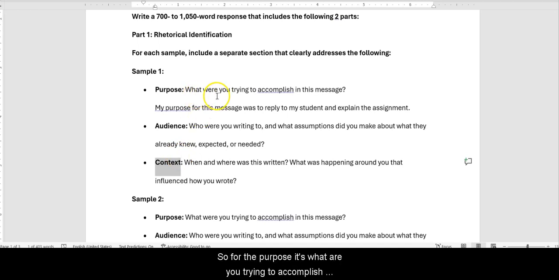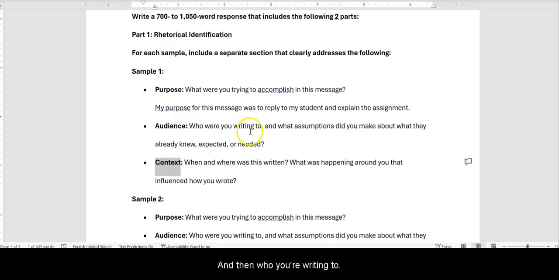So for the purpose, it's what are you trying to accomplish in this message? What is your ultimate purpose, or what are you trying to do in that communication to the other person? To persuade them, to inform them of whatever that is, to explain something.